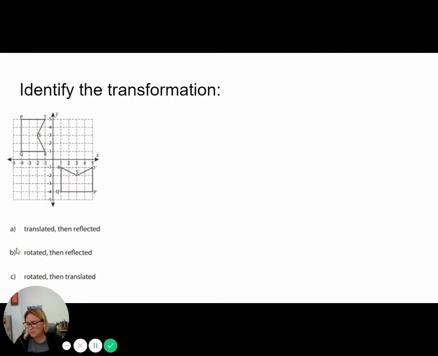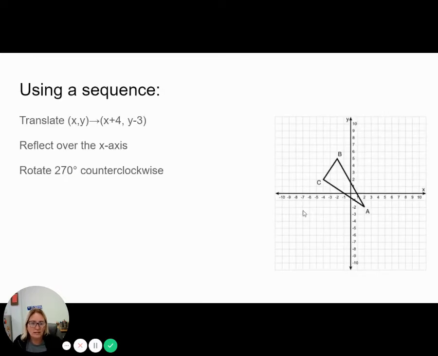Okay, if you're struggling with some of this, that's okay. We're just trying to visualize them. Now we're going to start actually using rules and taking a pre-image and finding an image, okay? So this is where having your rules handy and writing your steps down is going to be very helpful. Okay, so we are going to take this triangle right here and we're going to use this sequence to find what our final image is going to be. So we're going to translate it, reflect it, and then rotate it.